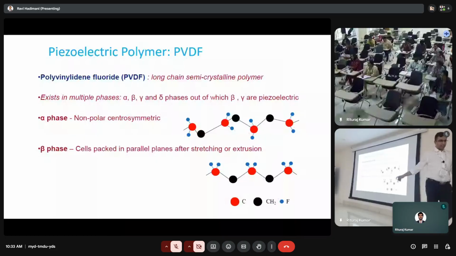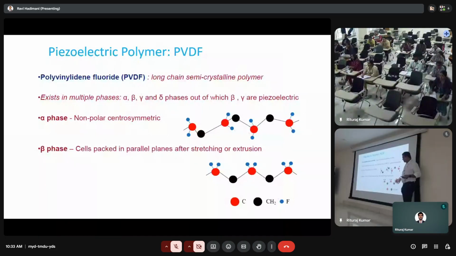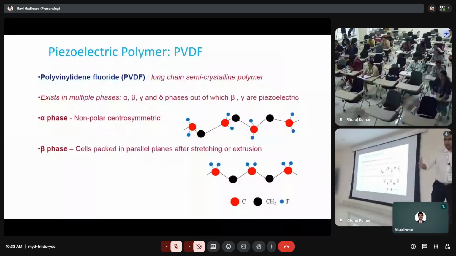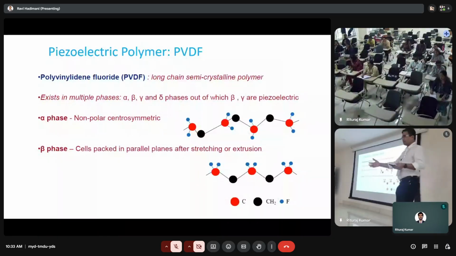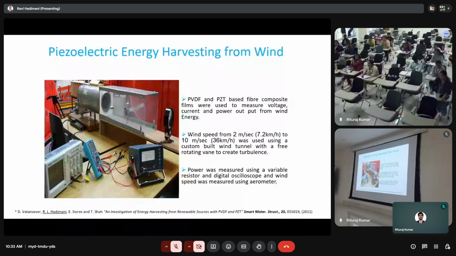That is the beta phase and the alpha phase. If we want to make a piezoelectric PVDF, we want to convert all the alpha phase into beta phase, right? And the process of making that is called poling. You pole a material to make it piezoelectric.